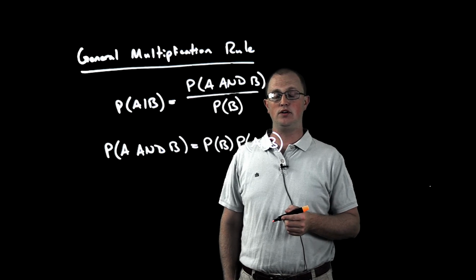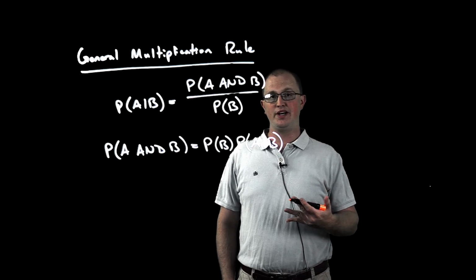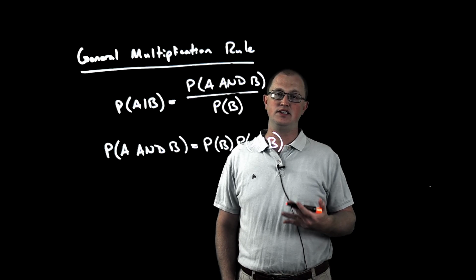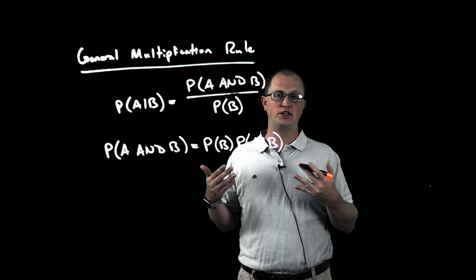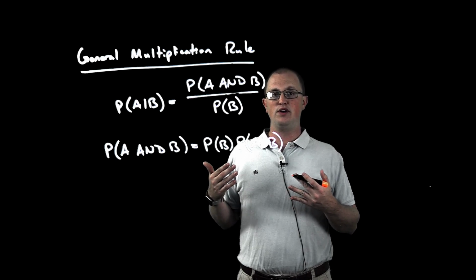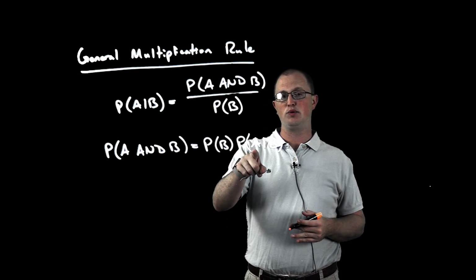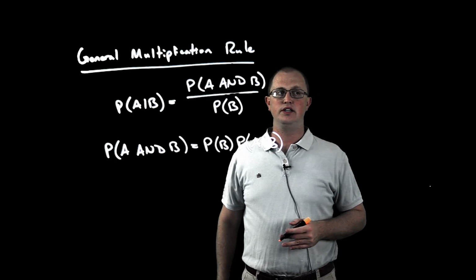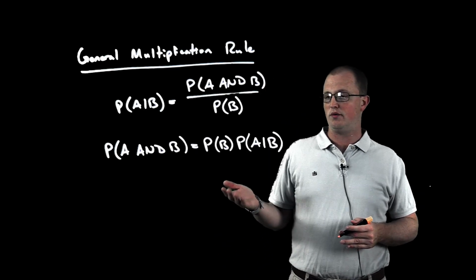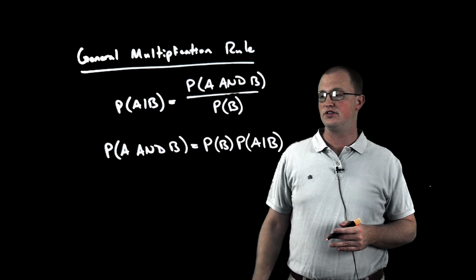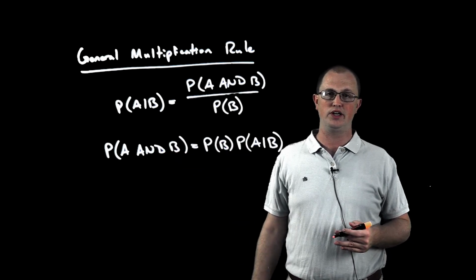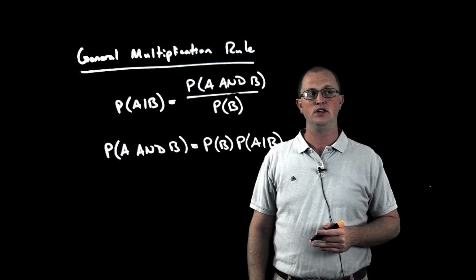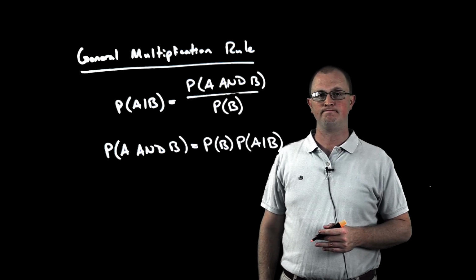Now, if you recall, the idea of independent events is that the outcome of one event has no impact on the other. So if A and B are independent, then the probability of A given B is just going to be the probability of A. And so we would get the probability of A and B is equal to the probability of B times the probability of A, which was our formula for independent events.